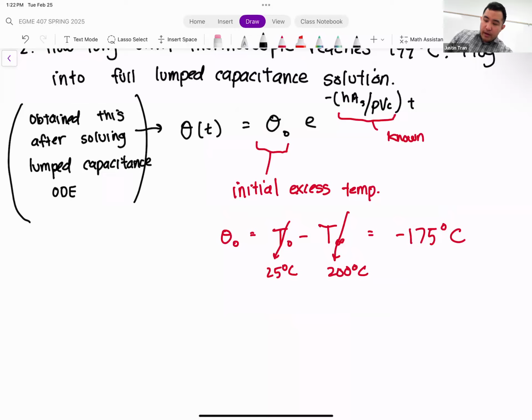If you plug all that in, it's just numbers from there. So you have theta of t is equal to theta naught e raised to the minus hA_s over rho V C times t.